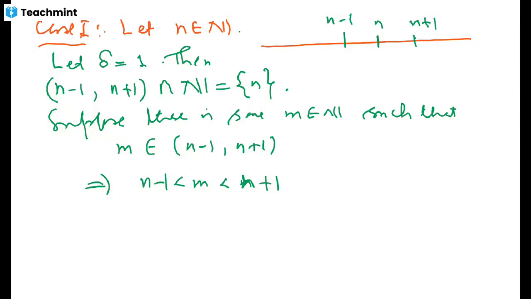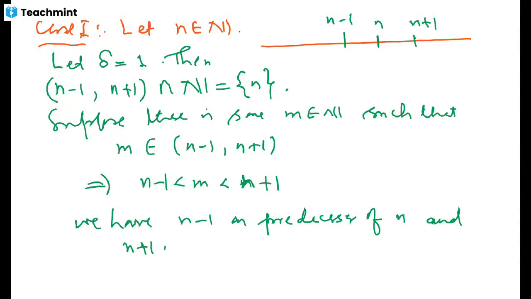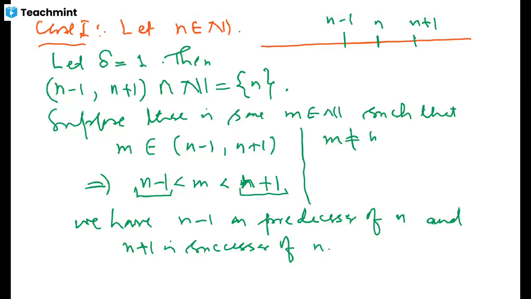Now, we have n minus 1 as the predecessor of n, and n plus 1 is the successor of n. n has a predecessor, which is n minus 1, and n has a successor, which is n plus 1. But you know about natural numbers that if m is not equal to n, in case you say that m is not equal to n, then what happens? Let us move a bit differently here.